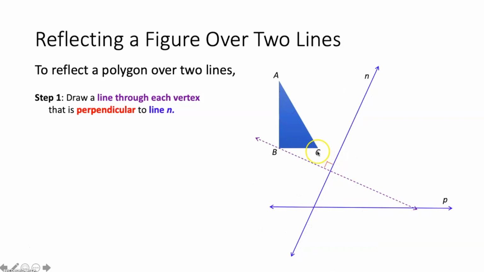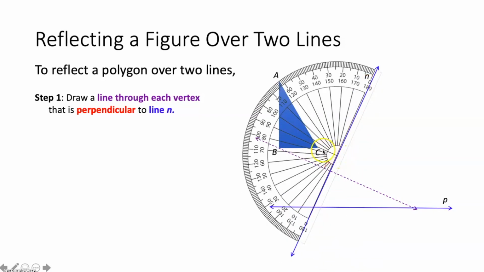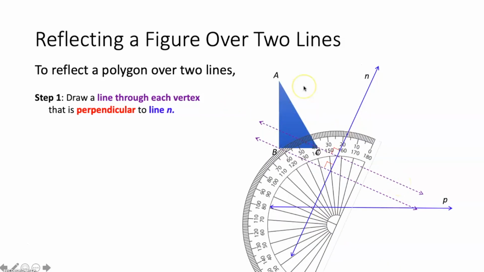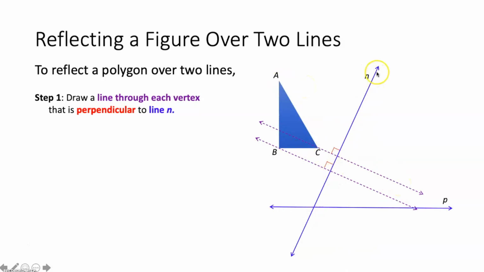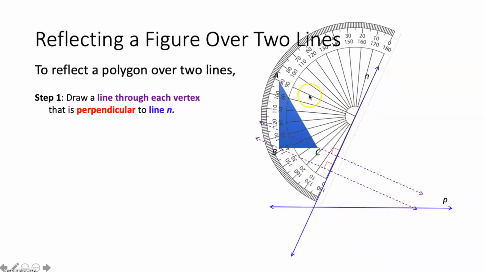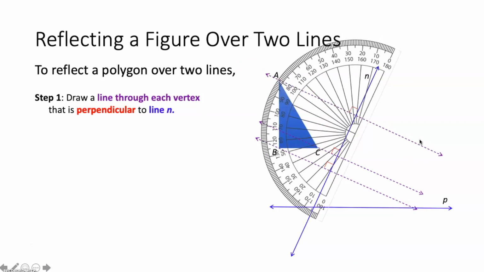I do the same thing with point C. I line up the bottom of my protractor on line N. I make sure the 90-degree line goes through my vertex at point C. I then line up my ruler with the 90-degree line. I trace that 90-degree line through point C, through line N, and continue it on the other side. Do the same thing with point A. I line up the bottom of my protractor on line N, make sure the 90-degree line goes through point A. I then line up my ruler with that 90-degree line, trace through point A, through line N, and continue it on the other side. Perfect.